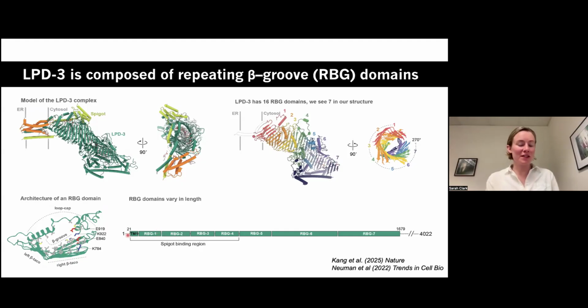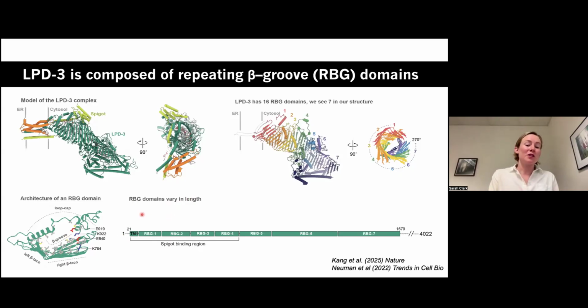And I'll talk about this in a few minutes, but the purpose is to organize the lipid molecules within the tunnel so that you have these charged amino acids interacting with the charged lipid head group, and then you have the rest of the tunnel being hydrophobic for solubilizing the hydrophobic lipid tails.